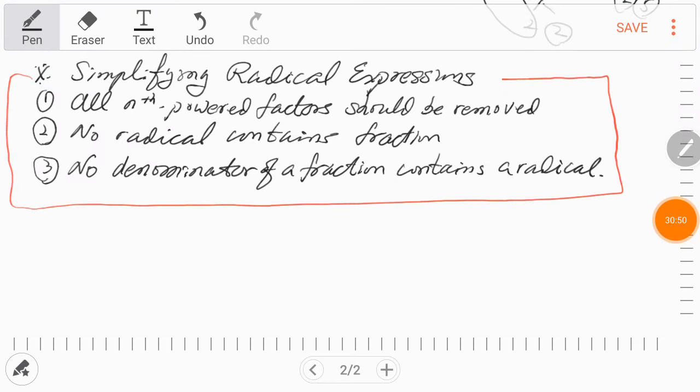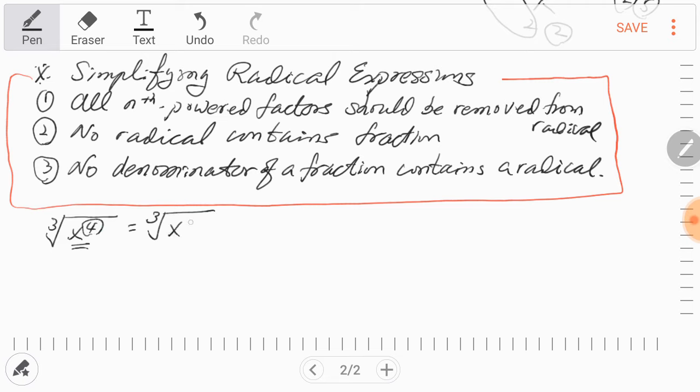Okay, a radical expression is simplified if these three conditions are satisfied. For example, number 1 is all nth power factors should be removed from each radical. That means, let me write it, from the radical. Let's say here's a radical, the cube root of x to the 4th power. Then here is the nth power factor. Since the index is 3, we separate this 4th power into a cube.